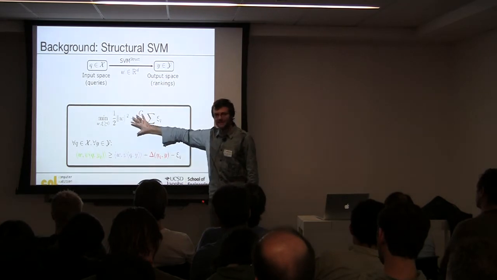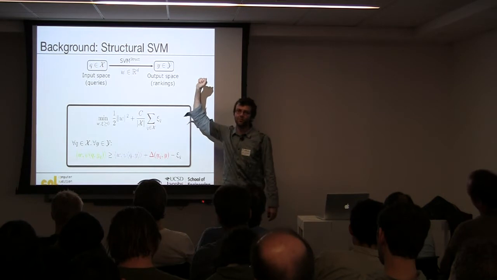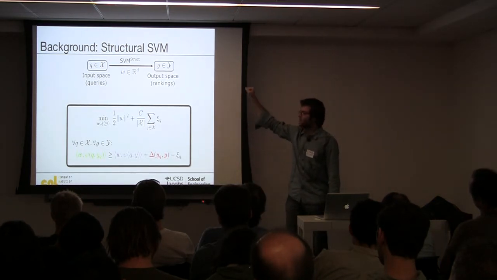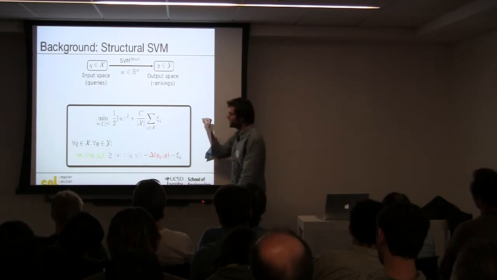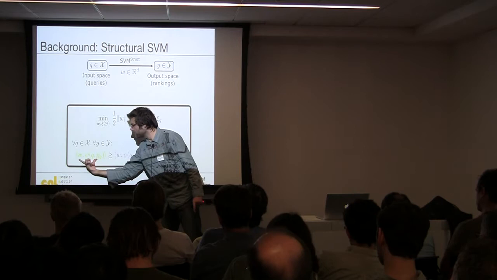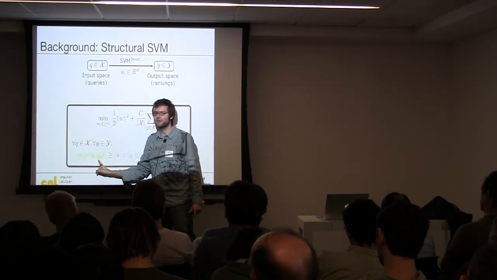In summary, solving this allows us to build a support vector machine that can predict rankings instead of binary class labels, okay? Now, why am I talking about this? The reason is that you should remember one thing here, which is this type of inner product between some W and some interesting function between the query and the ranking.